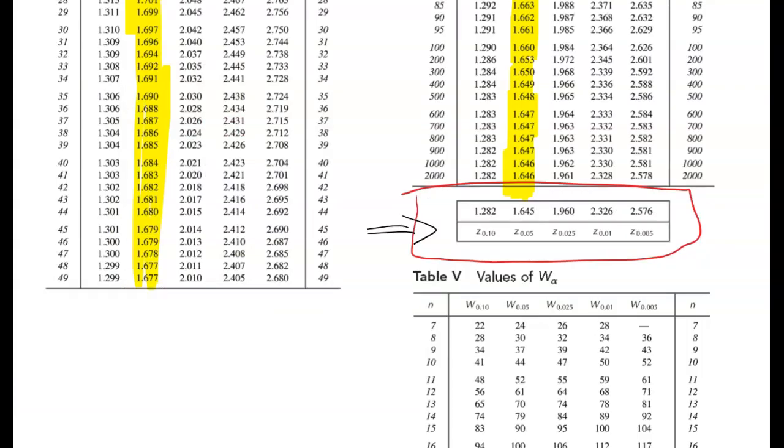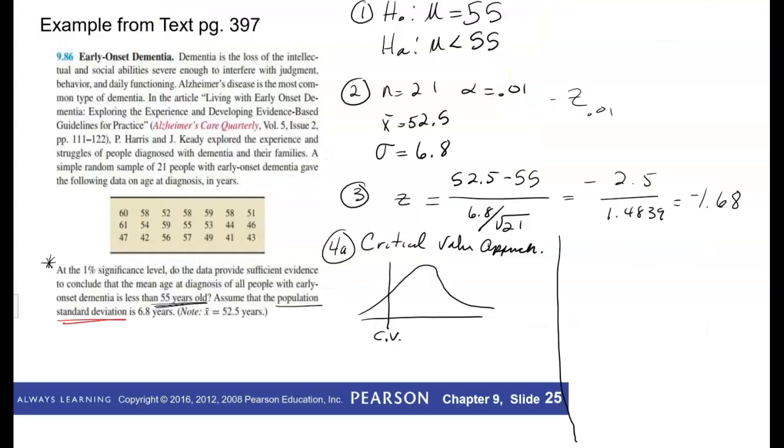So z of 0.01 is 2.326. That's the value that you're going to use. That's your critical value, 2.326. And it's negative because it is left-tailed.